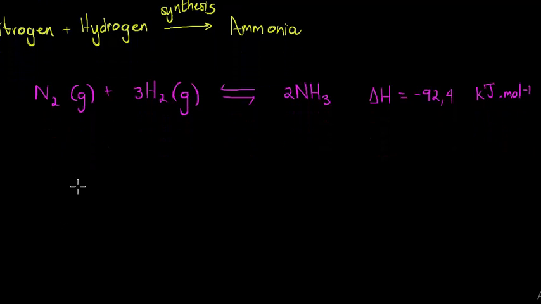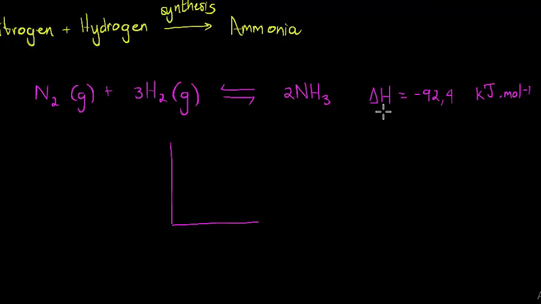So if we were to draw the graph for our internal energies, without referring to anything other than what we have here, what can we see? The enthalpy is negative. So remember, enthalpy is the change in internal energy: the internal energy of my products minus the internal energy of my reactants. If it's negative, it means that my products will have a lower enthalpy than my reactants.